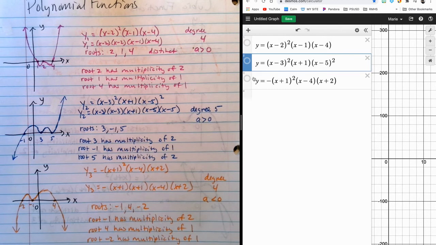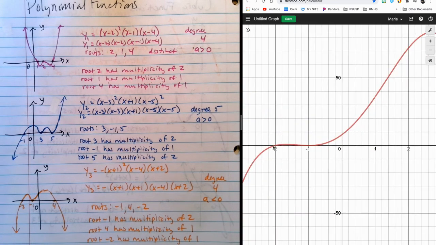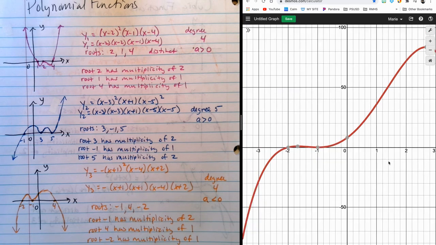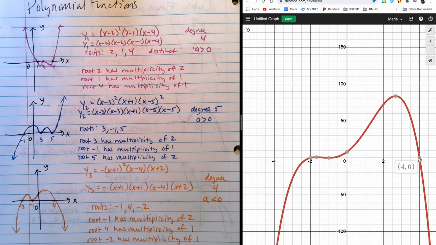So let's see how we did. It's a little hard to see here, but we can see that it crosses there. There's a little bit of space there. It touches at -1, and then it crosses again at 4, just like we said.